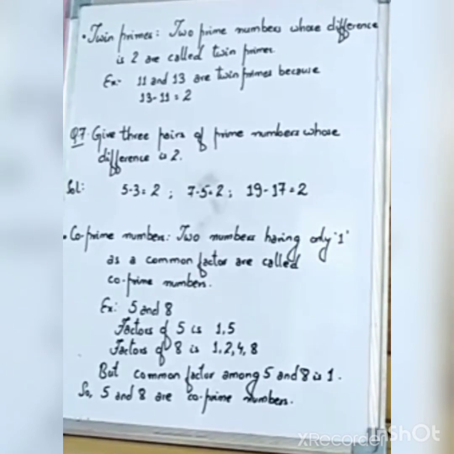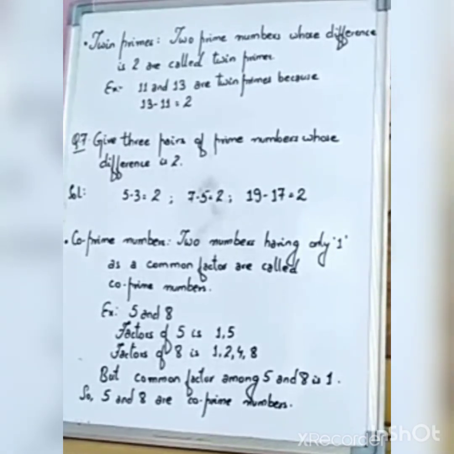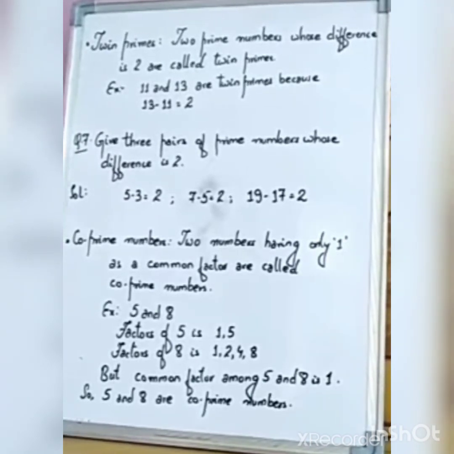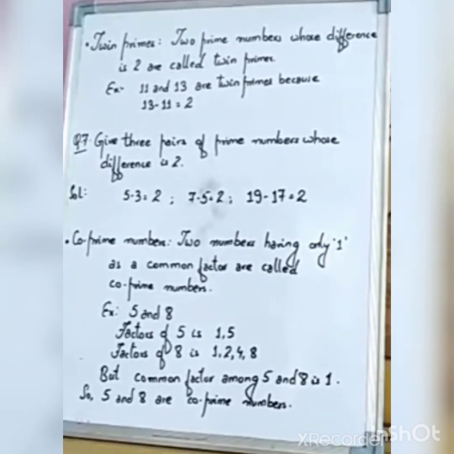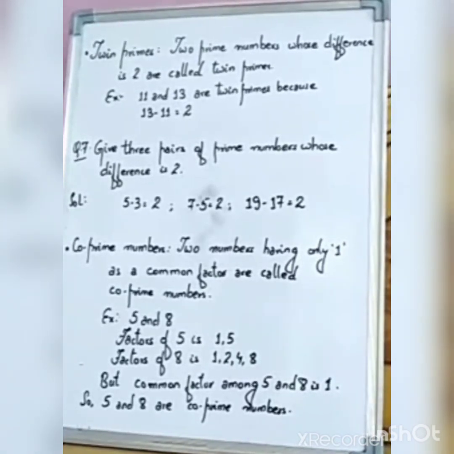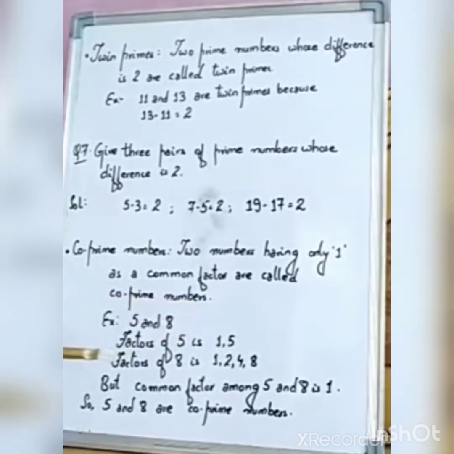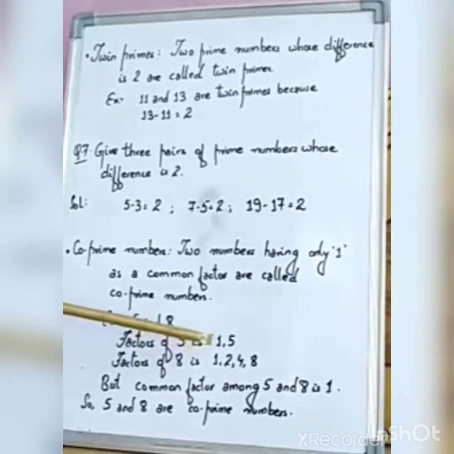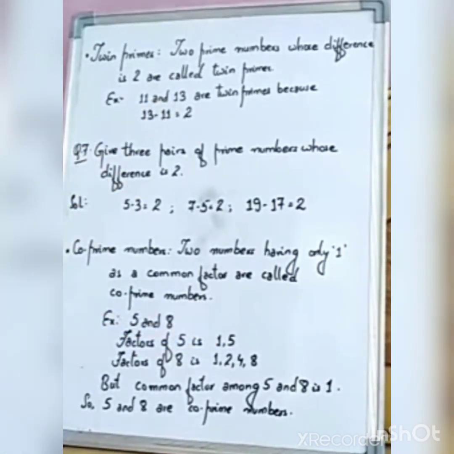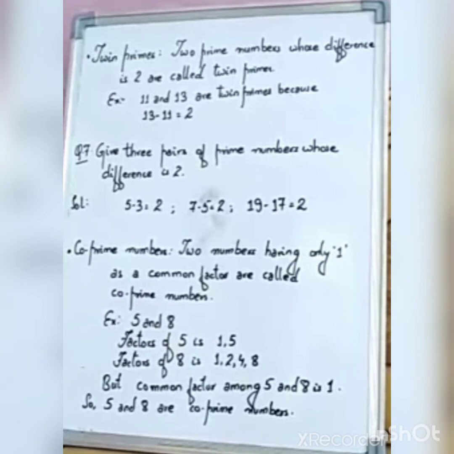Next is co-prime numbers. What are co-prime numbers? Two numbers having only one as a common factor are called co-prime numbers. If we are taking any two numbers and we write the factors, if only 1 is the common factor, then those two numbers are known as co-prime numbers. Let's take an example. Let's take 5 and 8. Factors for 5 are 1 and 5. And factors for 8 are 1, 2, 4 and 8. But among 5 and 8, 1 is the common factor in both. So 5 and 8 are co-prime.